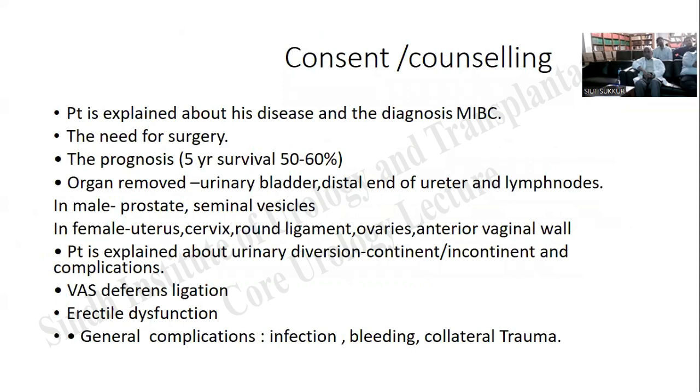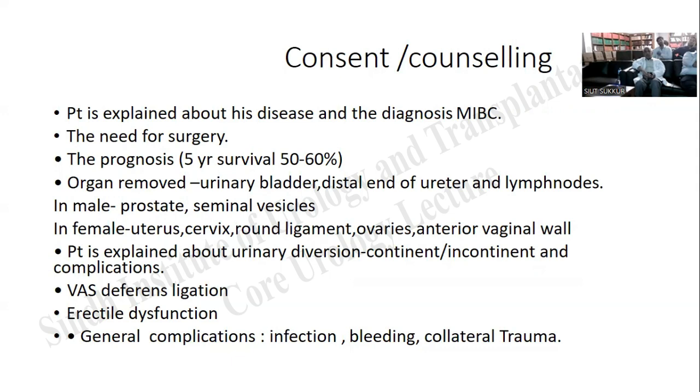Consent and counseling. The patient is explained about his disease and the diagnosis of muscle-invasive bladder carcinoma, the need for surgery, and the prognosis, that is 5-year survival of 50 to 60%. Organs removed: urinary bladder, distal end of ureter, and lymph nodes for both genders. In males, it includes prostate and seminal vesicles. In females, it includes uterus, cervix, round ligament, ovaries, and anterior vaginal wall. The patient is explained about urinary diversion, that is continent or incontinent, and its complications, and vas deferens ligation and erectile dysfunction.